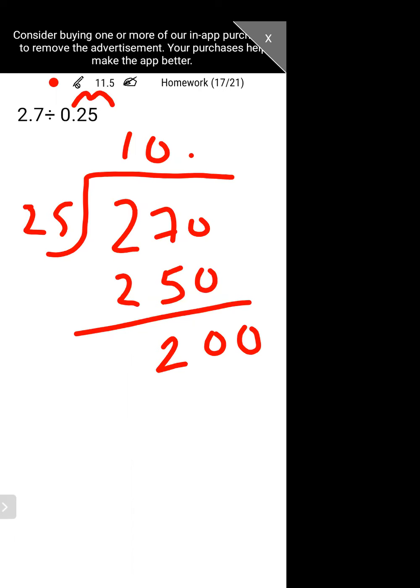One decimal can bring down a zero, so we are going to put a decimal there, and then we are going to do it again. 25 is 8 times 200. So your answer is 10.8.